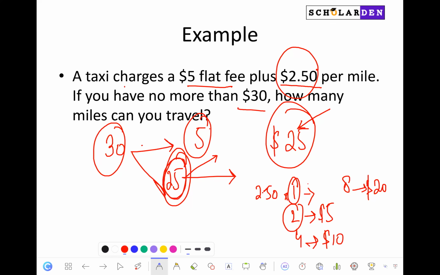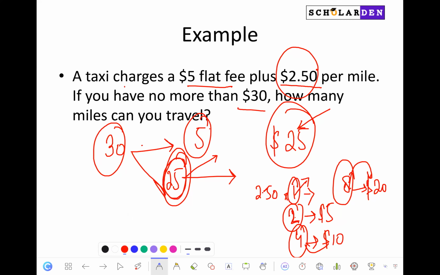So I keep on adding the miles. First, mile one, $2.50. I have a lot of dollars to go. If I travel 2 miles, I have to pay $5. If I travel 4 miles, I will have to pay $10. And now if I double this, because for 4 miles it is $10, for the next 4 miles, again, it's going to be $10. So for 8 miles, the price is going to be $20.